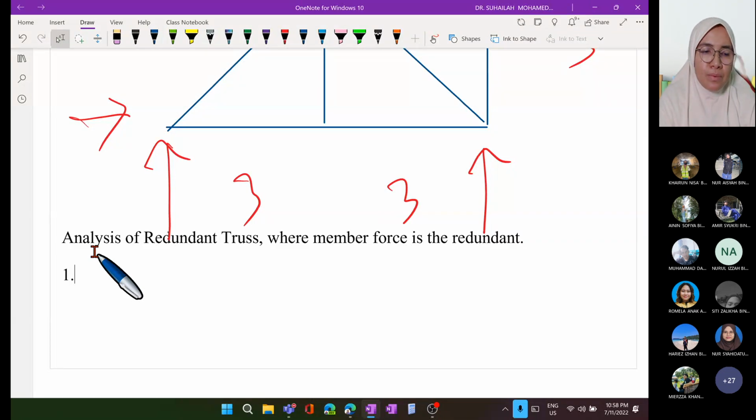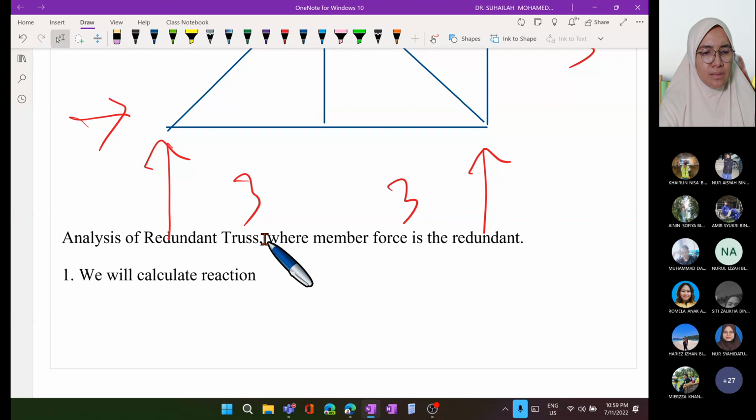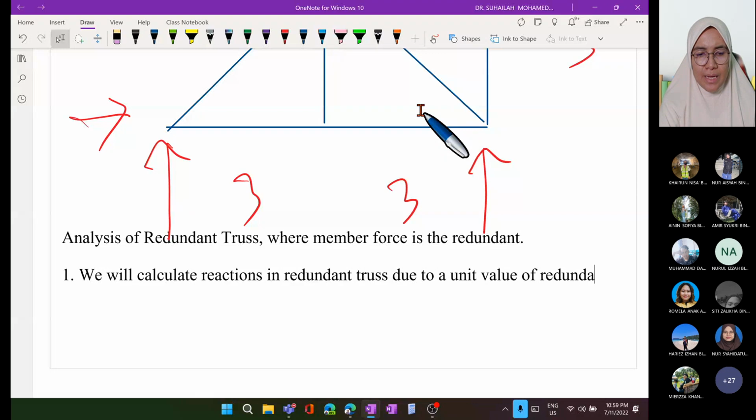Characteristic number 1. In the redundant structure, we will calculate reaction due to a unit value, when the redundant is applied. I'll write it. We will calculate reactions in the redundant truss due to a unit value of redundant. That is understanding number 1.